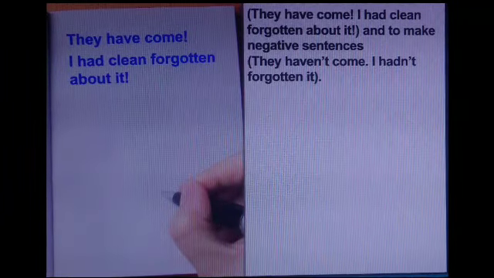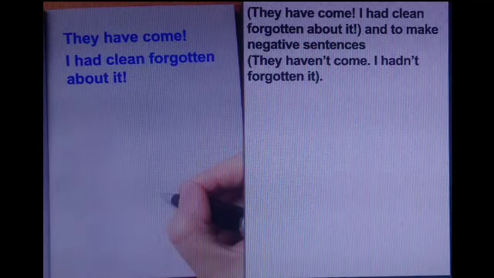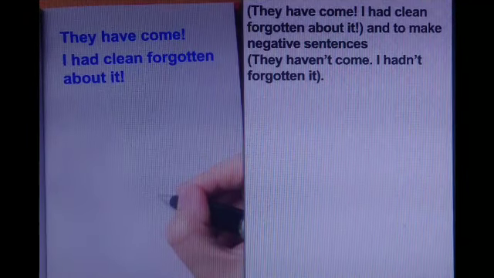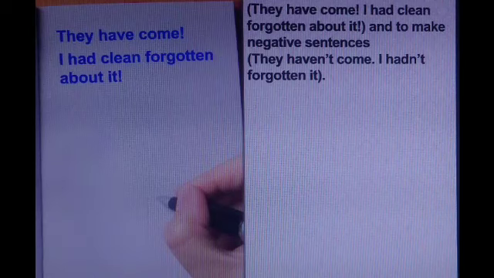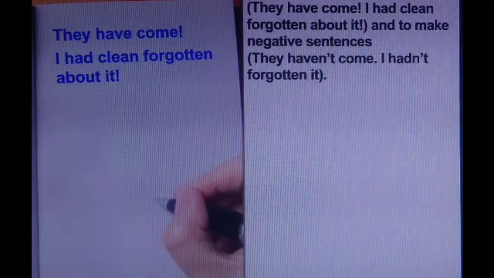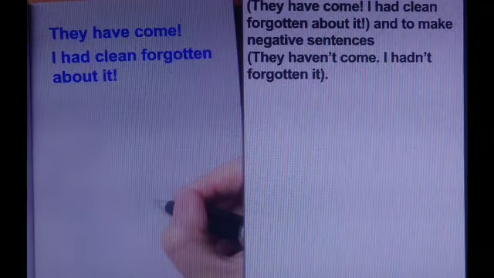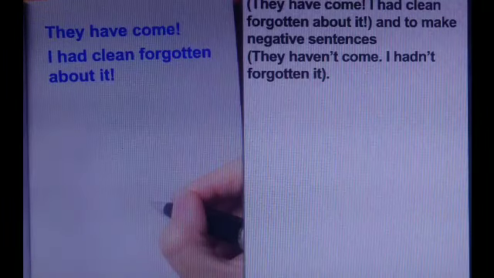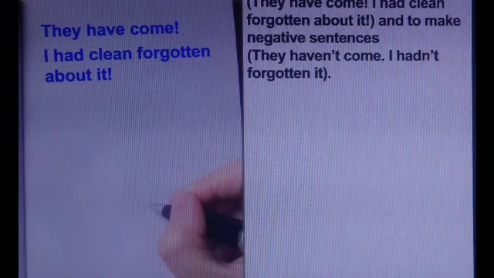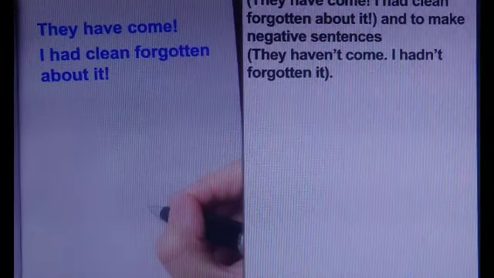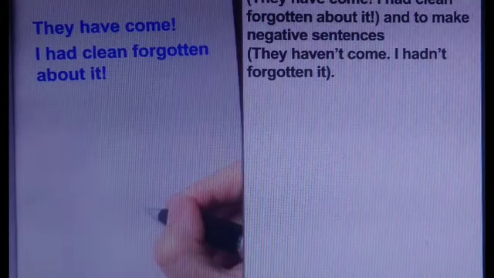Here are two examples. They have come. Second example, I had clean forgotten about it. While converting these two sentences into negative, we write they haven't come or I hadn't forgotten it.